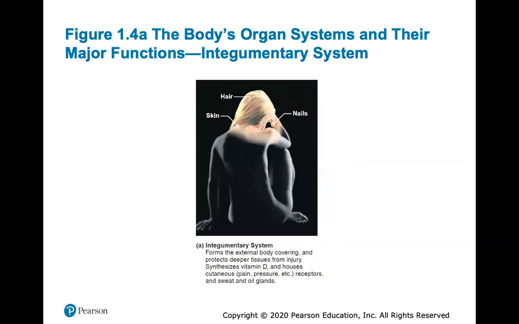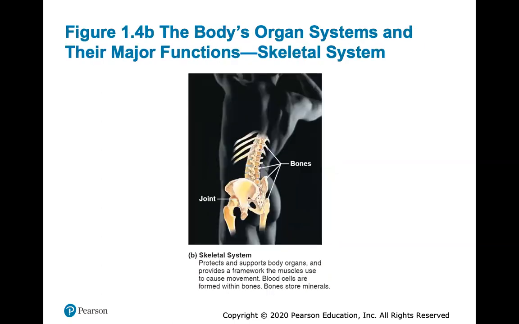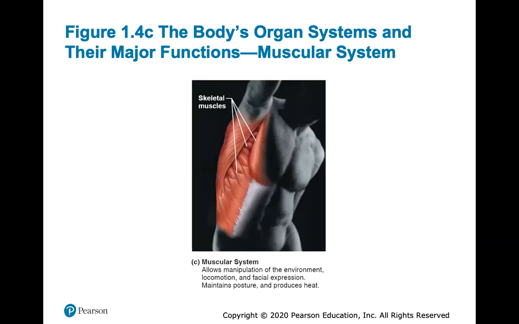So integumentary system. So we'll go quickly over these 11 body systems as a review from anatomy. These are your hair, skin, and nails, providing the barrier, releasing sweat when you get too hot. The skeletal system, you loved learning all the names of the bones. This protects and supports body organs, so your bones are really important for protecting all the organs that lie within them. Blood cells are formed within bones, and bones also store minerals. Your muscular system is important for movement, locomotion, facial expression. Your muscles help you to maintain posture and produce heat.